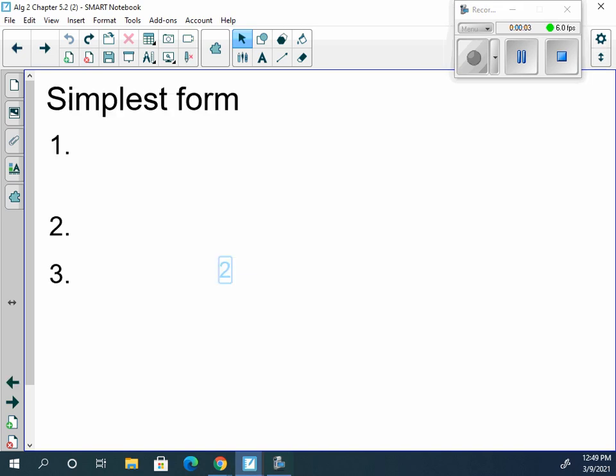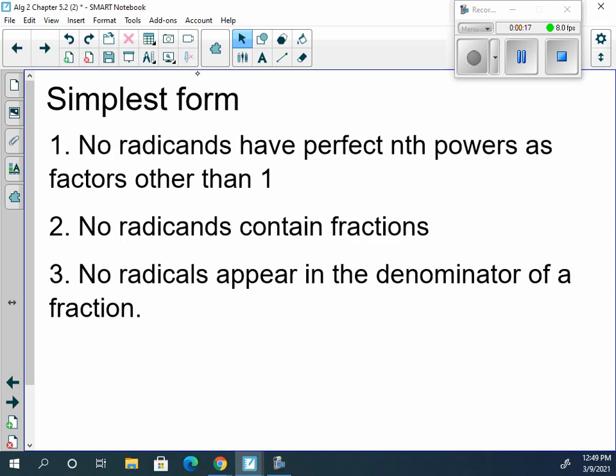So what we're doing today is we're continuing on with these properties of radical expressions, and simplifying these radical expressions. Now this here isn't in your notes because it's not explicitly written, but these are the simplest forms that we had yesterday. Because we looked at these yesterday.